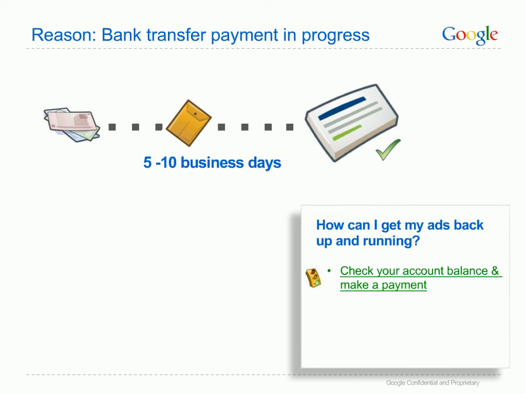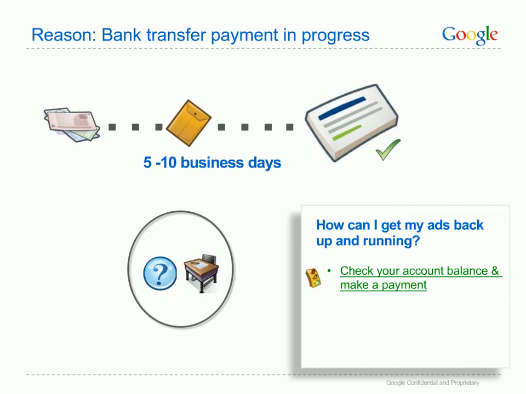If you're concerned about your payment, I'd recommend you double-check you used the correct information. If you have and it still hasn't shown up in your account, you can contact your bank to find out what is happening. If you haven't yet made a bank transfer payment, your ads will not show until your payment has been received. You can click on the link on the screen to go to your account, check your balance on the billing summary page of your account, and then make a payment if necessary.